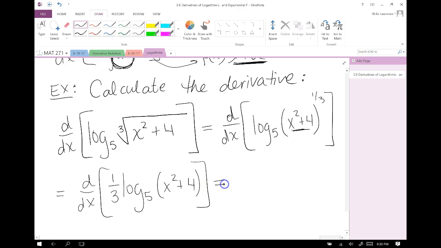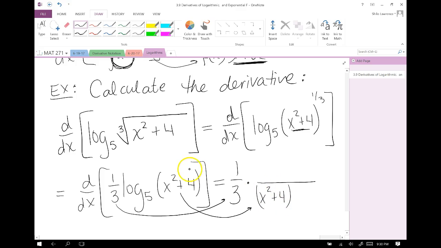So anytime you see a derivative of a log, you're going to start a fraction. So I'm just going to carry this 1/3 to my answer. I'm going to start a fraction because I'm doing a derivative of a log. Whatever is inside the log goes in the bottom. Its derivative goes in the top. The derivative for x squared plus 4 is 2x. And because this is not a natural log, it's log base 5, we also have to put natural log of 5 in the bottom.